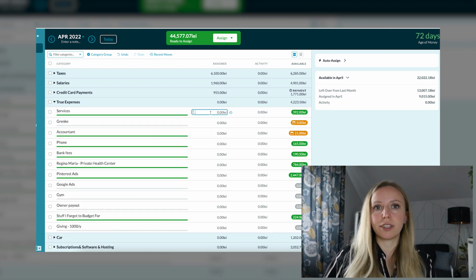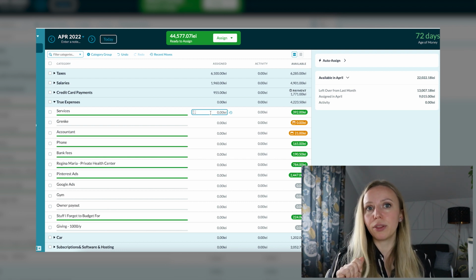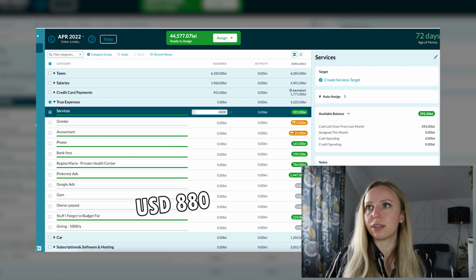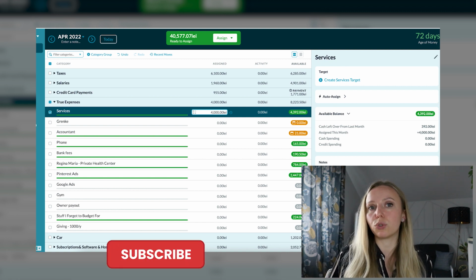Now, for the services, these are my freelance employees. I have two that I will have to pay this month, and let's budget 4,000 for that this month. This is 800 euros for both of them. They are paid by the hour. We have agreed when we started working with them on the hourly rate. So it comes to about 4,000. We will have to check the software that I use to track their time.